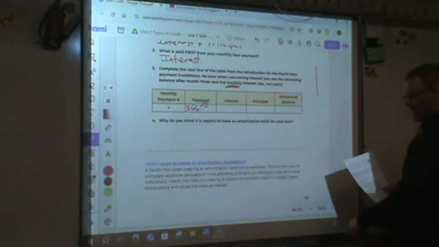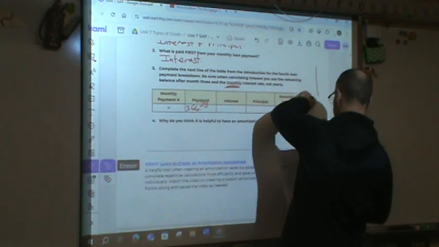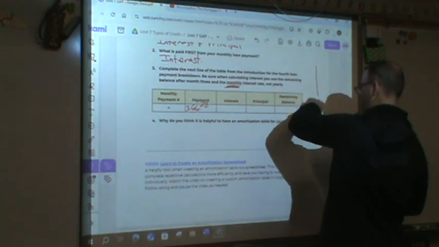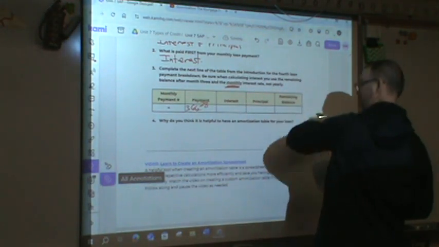How am I going to account for my eraser? How am I going to account for my interest here? Why is it not erasing? Come on, erase it. There we go.